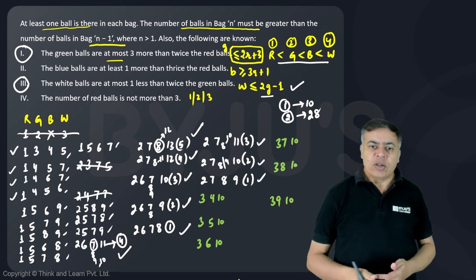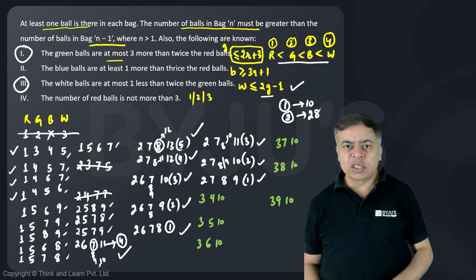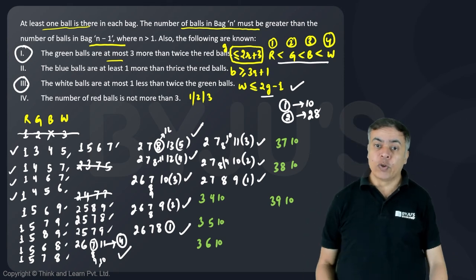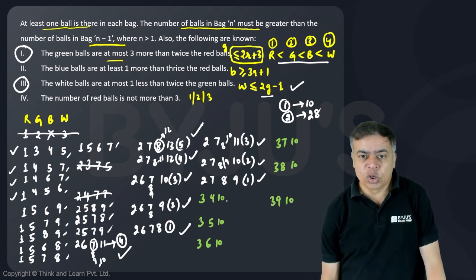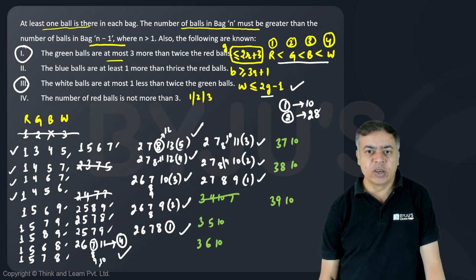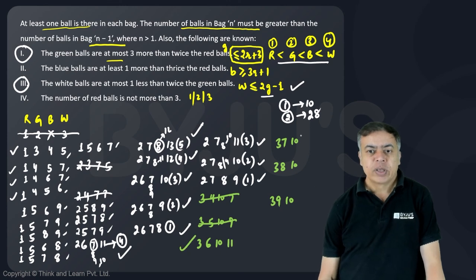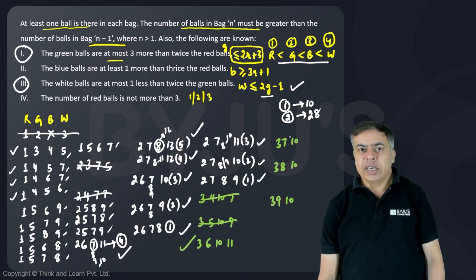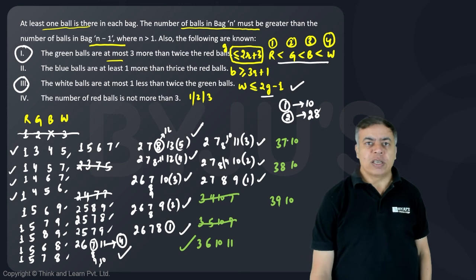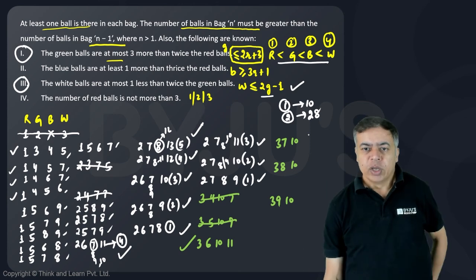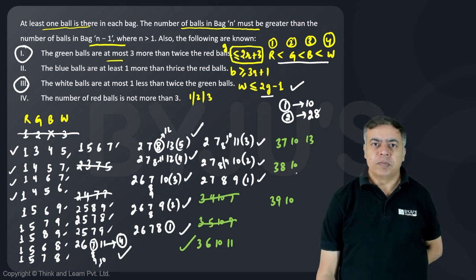Now white is 2 into green minus 1. If green is 4, 2 into 4 minus 1, that will be 7, not possible here because it should be in increasing order. 2 into 5 minus 1, 9, so not possible here. 2 into 6, 12, minus 1, 11, only one case possible here. So this case is valid. Now here, 2 into 7, 14, minus 1, 13. So here 13 is the maximum.